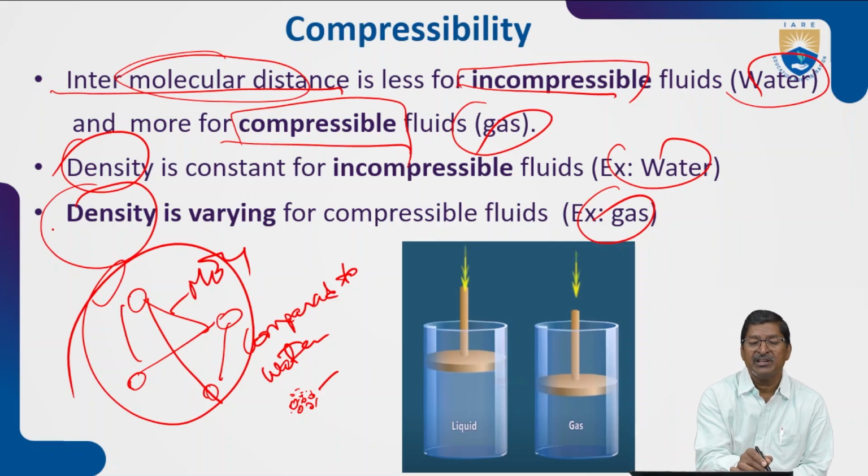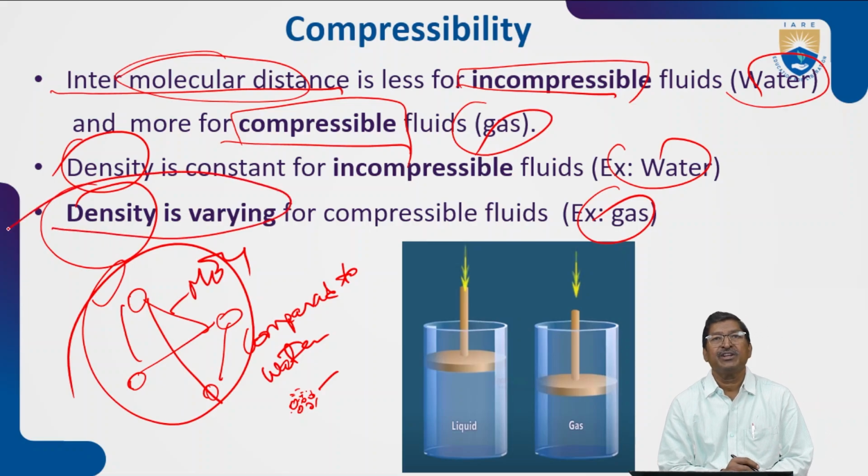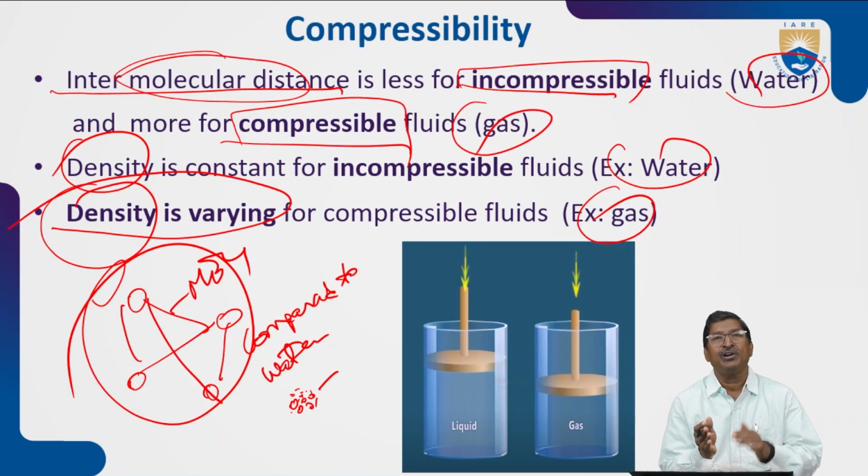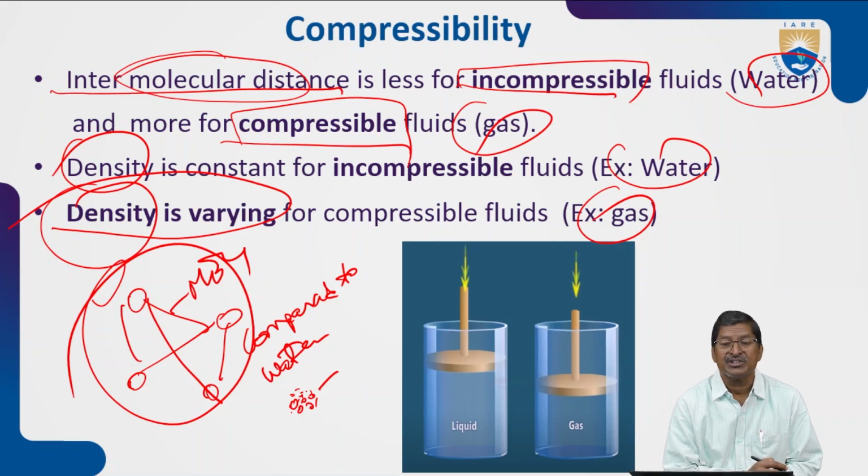If density is varying, that means as you apply load or pressure, the change in volume is increasing. That is called a compressible fluid, which is a gas. Similarly, if you apply a load or pressure, the density also varies. As you apply more and more load or pressure, the density gets higher and higher. So that's why it is called a compressible fluid, a gas.